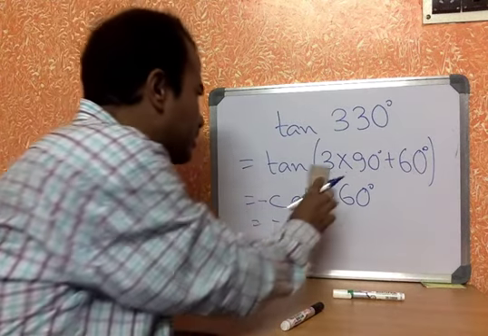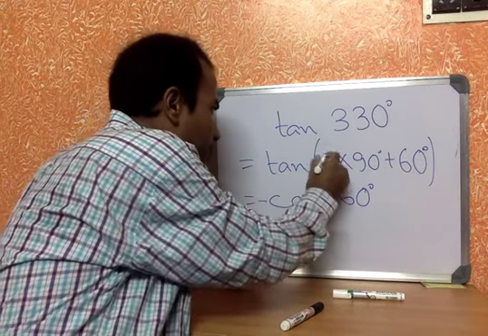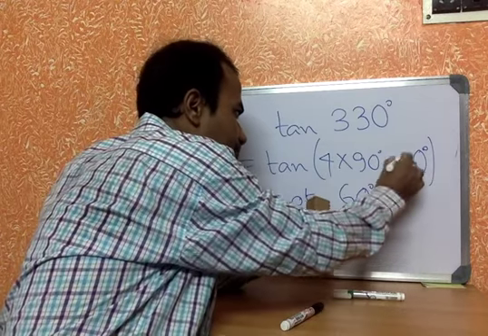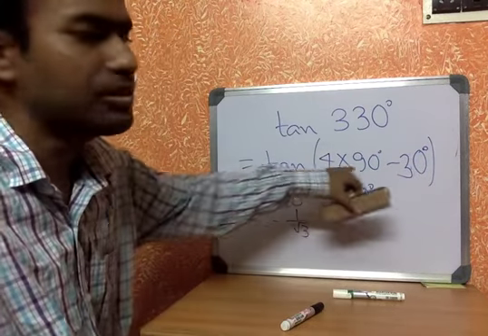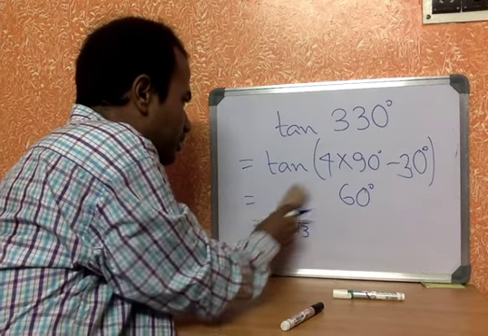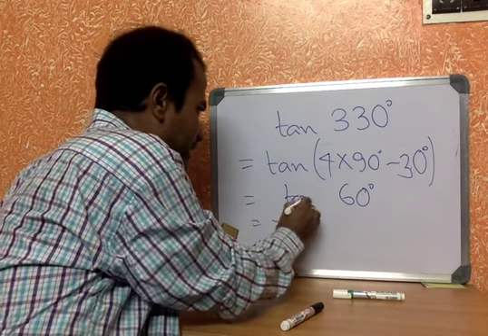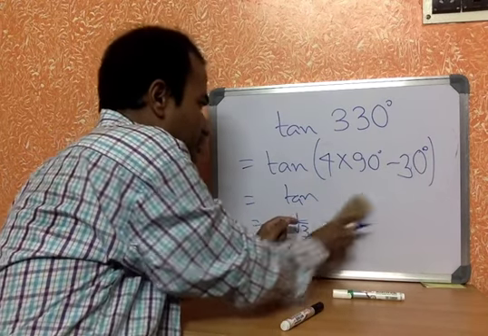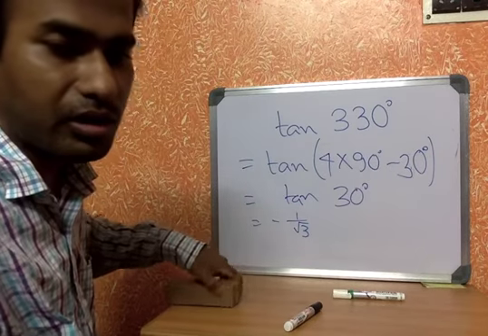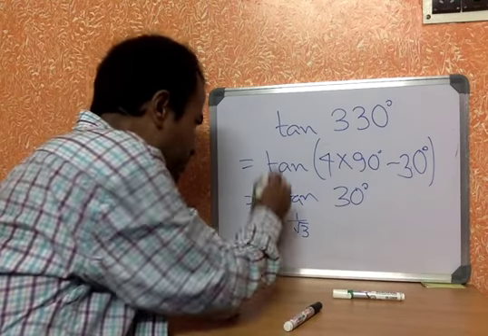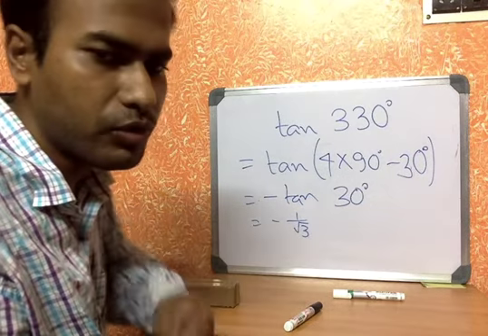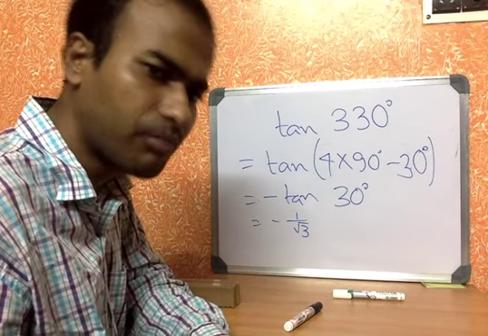If you want to write it in another format, 4 into 90, then it will be minus 30. 90 is multiplied by 4, so there will be no change of this ratio. So here it will be tan 30, plus or minus, no issue. It lies in the fourth quadrant where tan is negative, so it will be minus. Now again the value of tan 30 is equal to 1 by root 3, so the answer will be minus 1 by root 3.